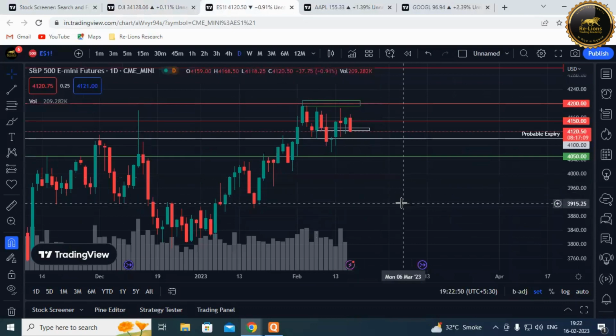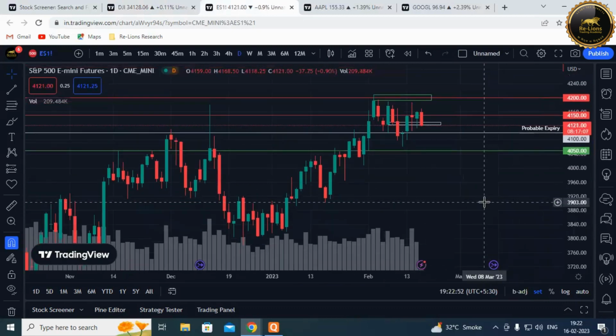As far as S&P 500 is concerned, it is traded in futures. The futures chart is what I'm using.